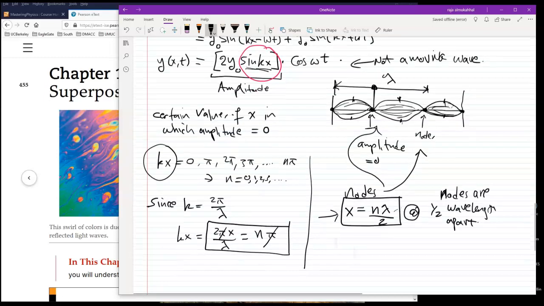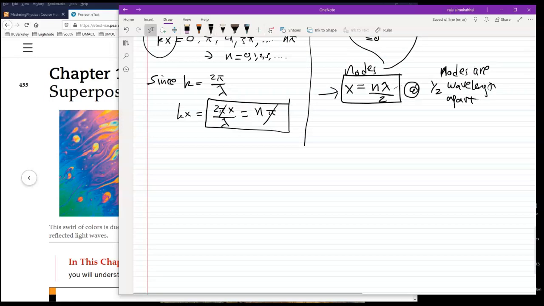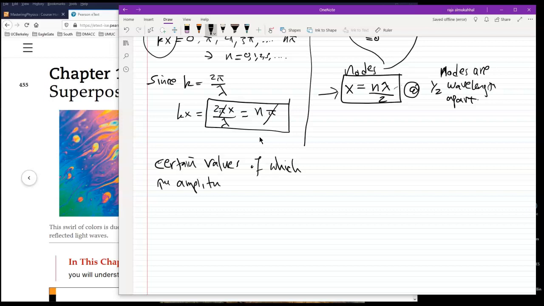Okay. Now, the next question is: certain values of x at which the amplitude is a max, which is basically what we call antinodes. That's another word for it. I never use this term, but they're called antinodes.